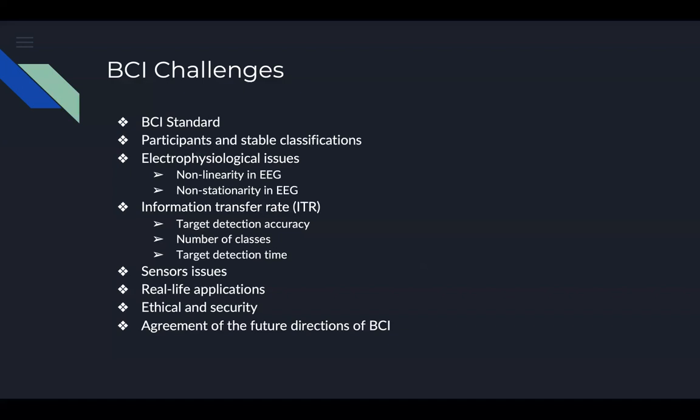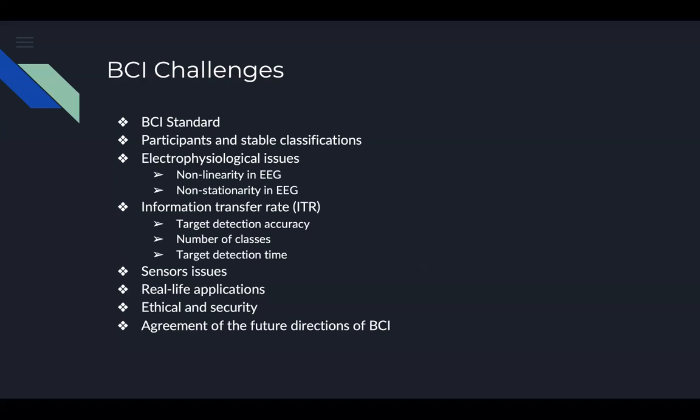Now I'm going to talk about the sensor issues. Sometimes electrodes generate some errors because of hardware malfunctioning, or sometimes electrodes are not placed correctly. So those electrodes generate incorrect reports or incorrect information regarding the brain's signal processing.